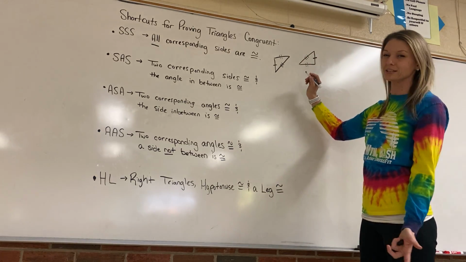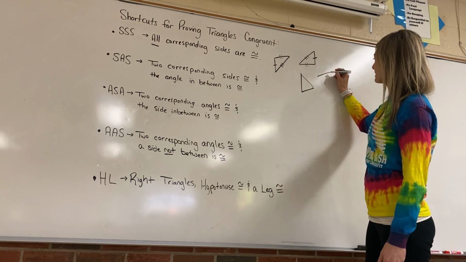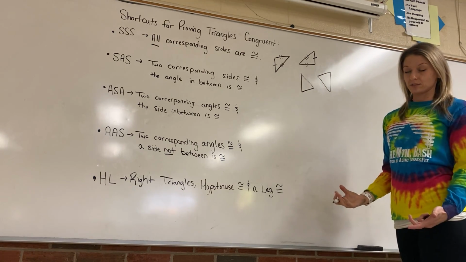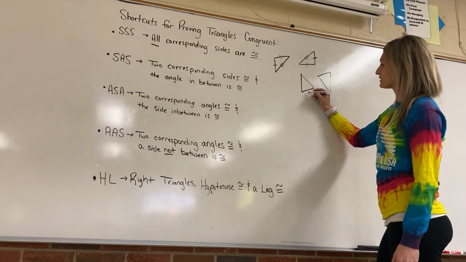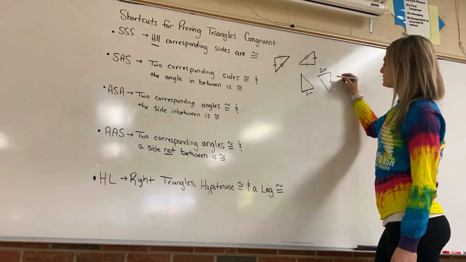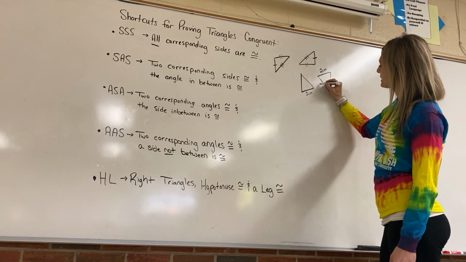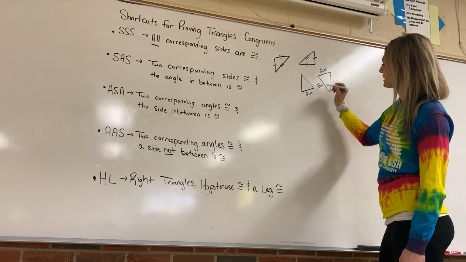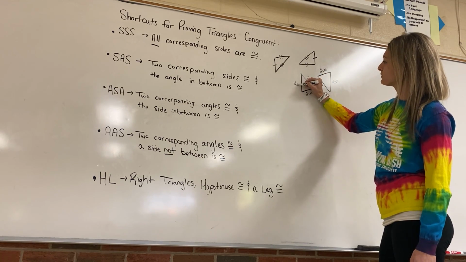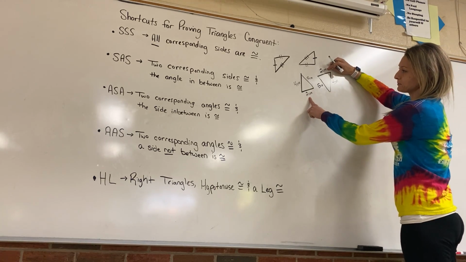Another example they could give you is, let's say that I give you a triangle that looks like that, and then another triangle that looks like that. They could actually give you the lengths of the triangles. So let's say that this one has a length of 2 centimeters. That one has a length of 2 centimeters. This one has a length of 4 centimeters. And then that has a length of 5 centimeters. And then over here, this one has a length of 5 centimeters, and then this one has a length of 4 centimeters. Well, notice this side and that side have the same length.